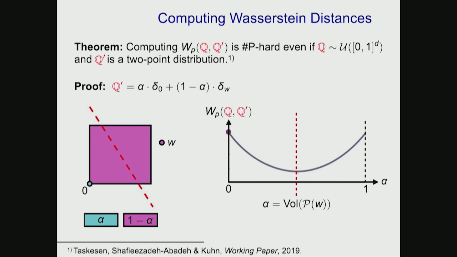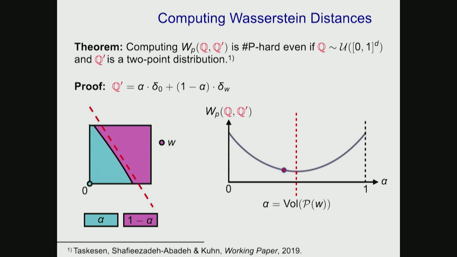Now, let's denote by Q the uniform distribution on the hypercube, and by Q prime the two-point distribution that assigns probability mass alpha to 0 and probability 1 minus alpha to w. If you would like to calculate the Wasserstein distance between these two distributions, we have to find the optimal transportation plan. Now, this video visualizes the optimal transportation plan. It shows in turquoise all those scenarios of the uniform distribution that are moved to 0, and in magenta, all the scenarios of the uniform distribution that are moved to w under the optimal transportation plan.